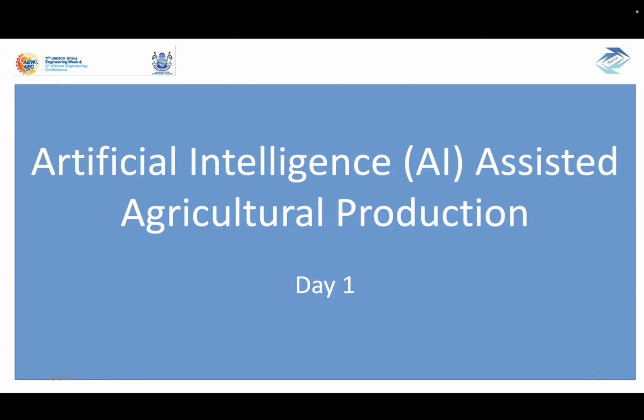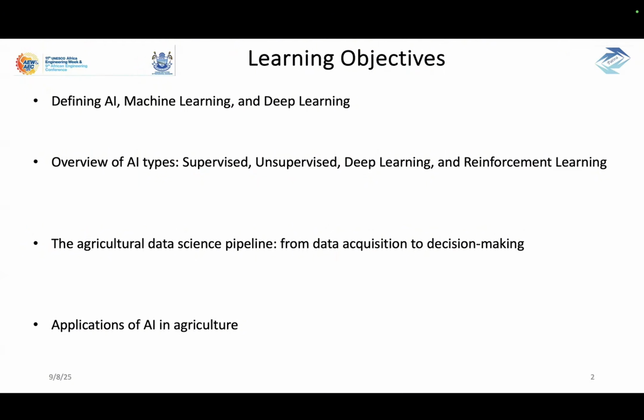Okay, so I'm going to start. The topic is artificial intelligence assisting agricultural production. This is what we're going to learn in our first module.